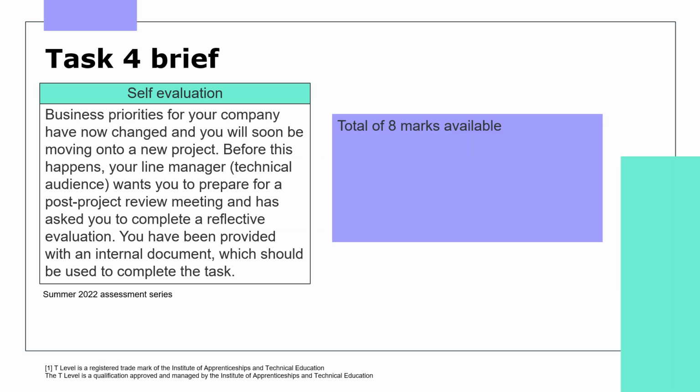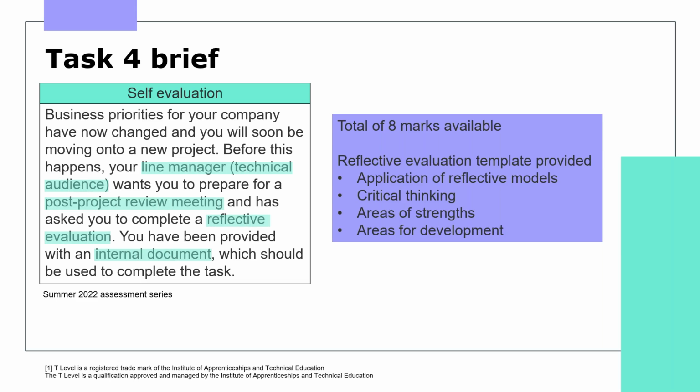In this task, students can be awarded up to 8 marks for their evaluation, which is presented in the brief in the style of an internal continual professional development document or appraisal template. This will evaluate their decisions taken throughout the project by applying a relevant reflective model. Students will also be required to demonstrate their understanding of the need for further learning and development in a professional context, with language appropriate for a technical audience.